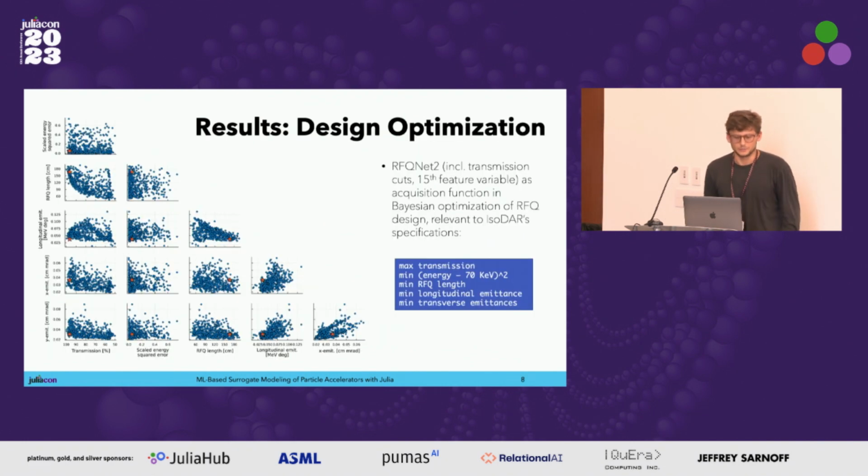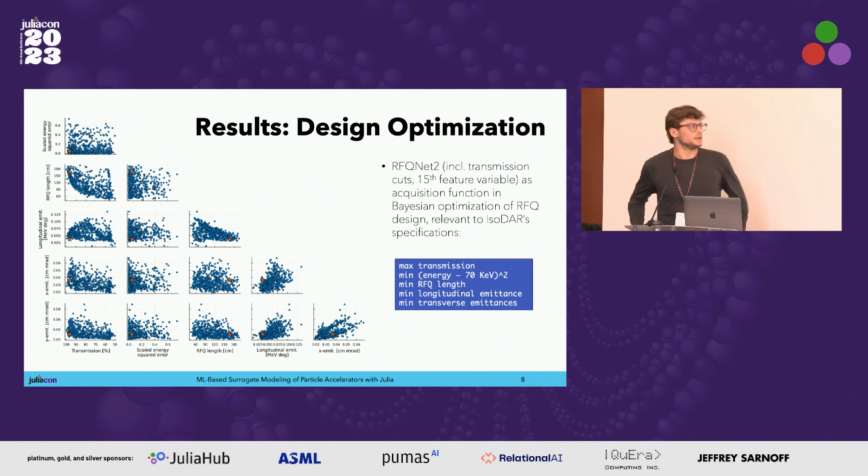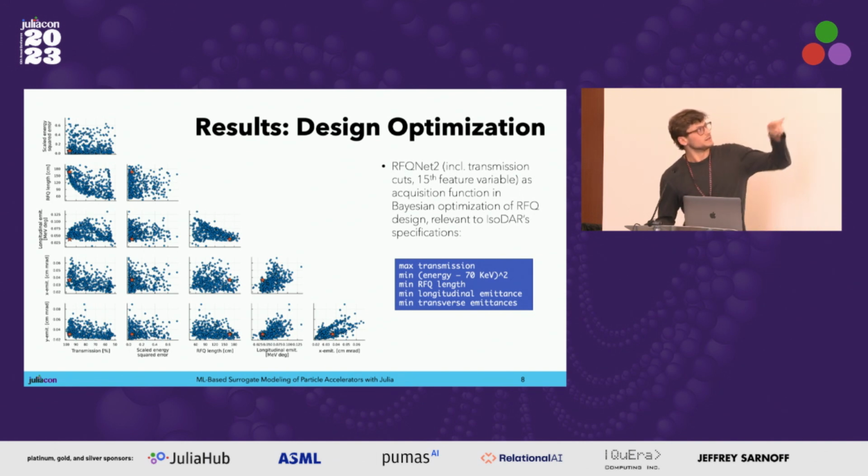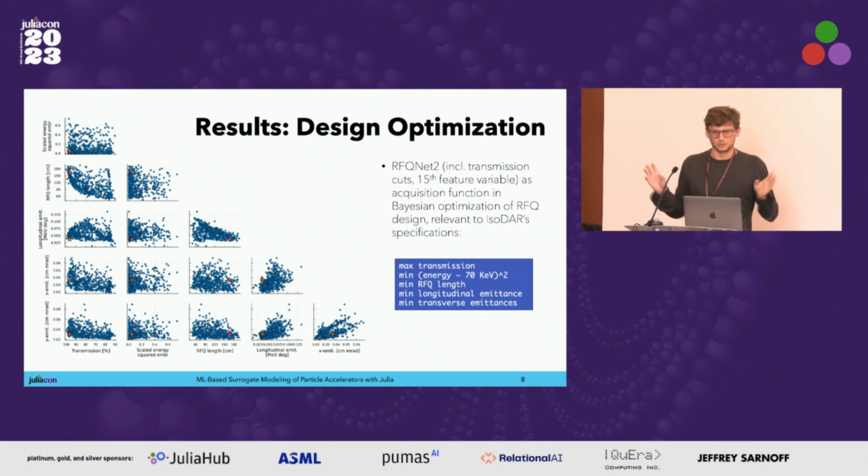And then the last thing that we did is we plugged RFQNet2 into the surrogates package, and we ran a multi-objective optimization on the technical specs of ISODAR, namely you want your transmission to be as high as possible, you want your beam quality to be as high as possible, and you also want to match the energy that we need to run our experiments. And you can see the optimal design that we converged on as the orange star superimposed on the rest of the Pareto front, which is blue. This had an exceptionally low emittance, which is really nice. It means our beam is really good quality, and a transmission of above 95%, which is also really awesome.